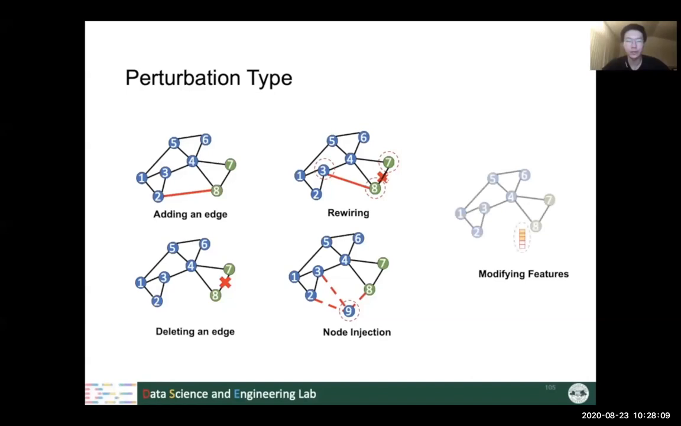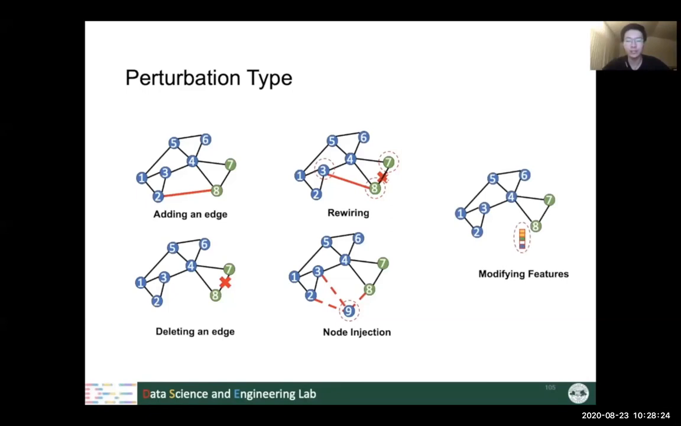Except for changing graph structure, we can also modify features. So here we can modify the features of node 8. So that is all about the perturbation type. And we can also have some other categorizations for the graph attacks.